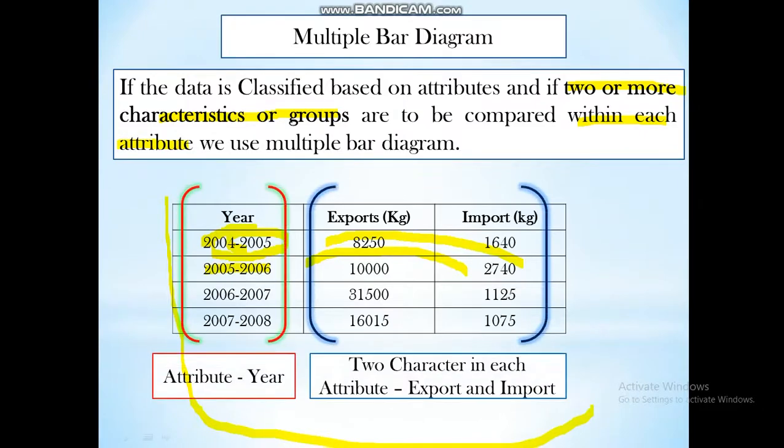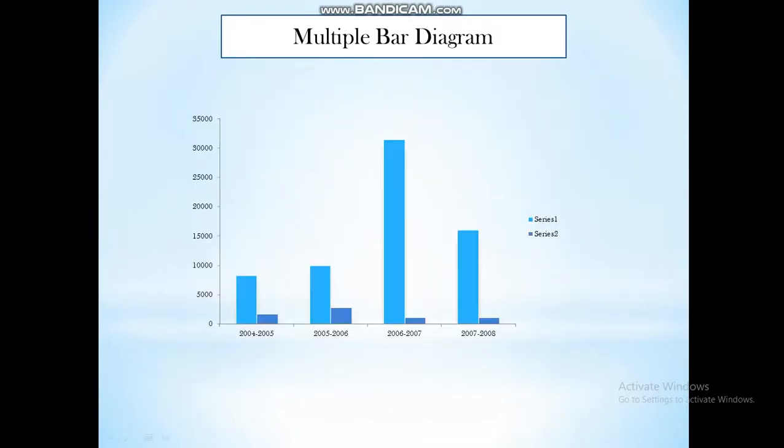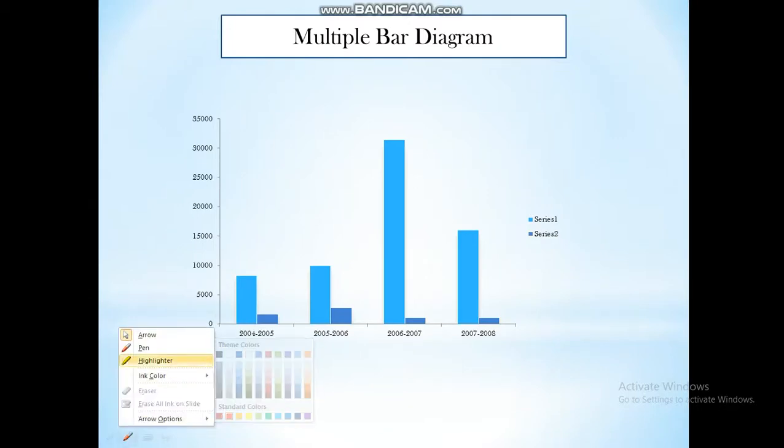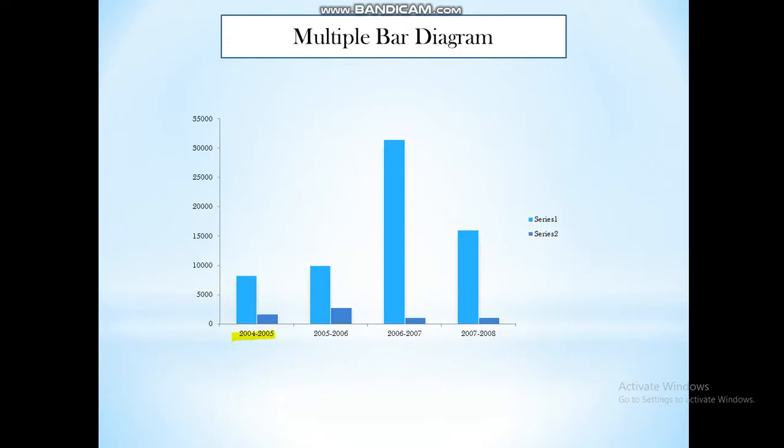See, for example, like this, here the attribute is year and there are two characters. So in a single year, a single attribute, we are comparing two characters, export and import. So this is an example of the multiple bar diagram.